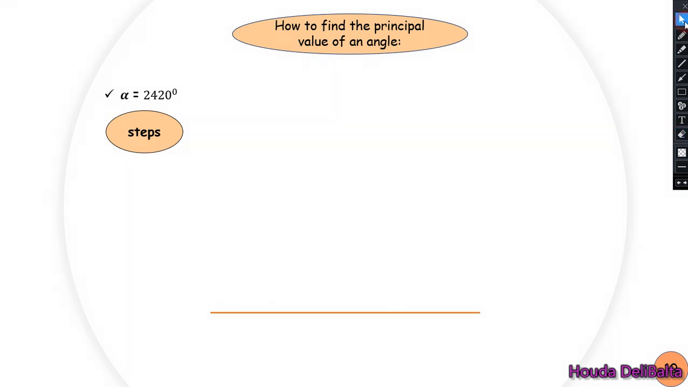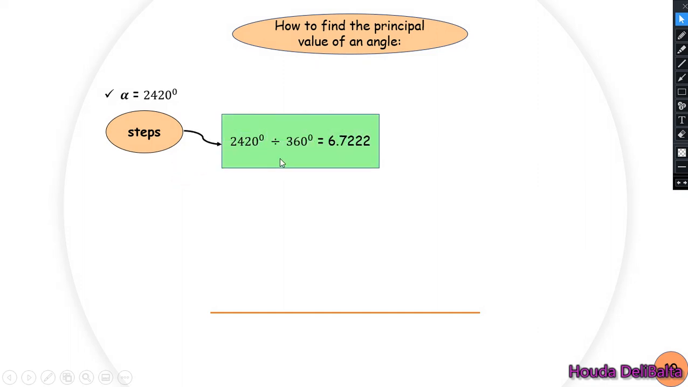Now let's start with the steps. First step, we should divide 2420 by 360. Now why 360? Because as I told you previously, 360 corresponds to 2 pi, which is indeed equivalent or coincident with 0. So as if every time we move 360, we are moving one complete turn and returning back to 0. That's why we usually divide the given measurement by 360.